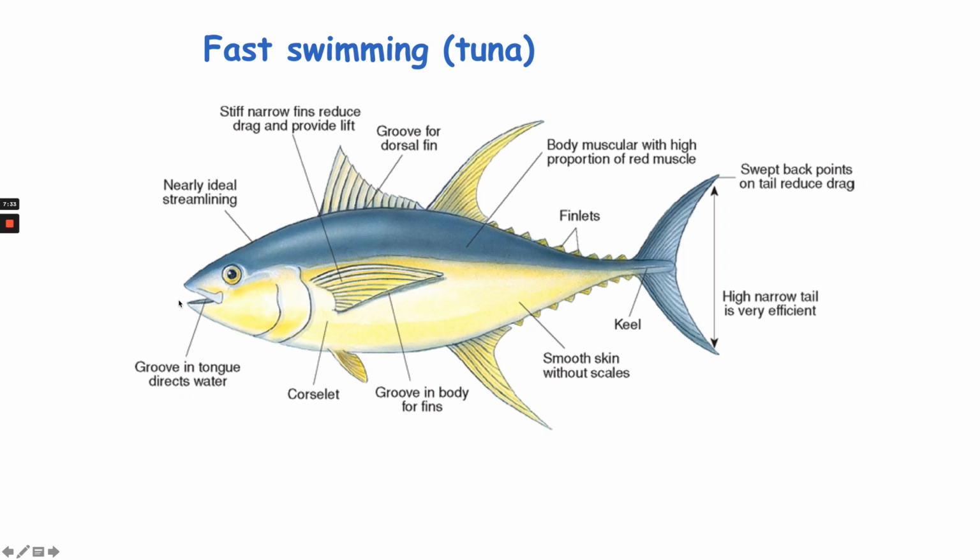Now another feature that these fish have is that their body is very muscular, and they have a high proportion of red muscle, which has a lot of hemoglobin in it, and they can produce body heat by swimming fast. And that red muscle is what you see when you have sushi and you have that red meat, the red tuna meat.